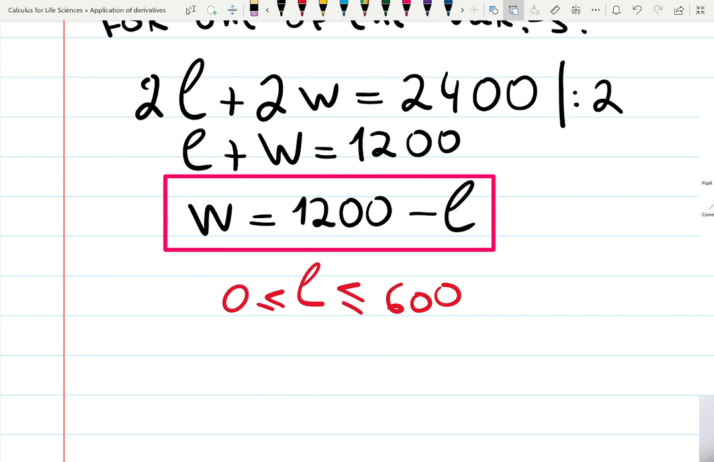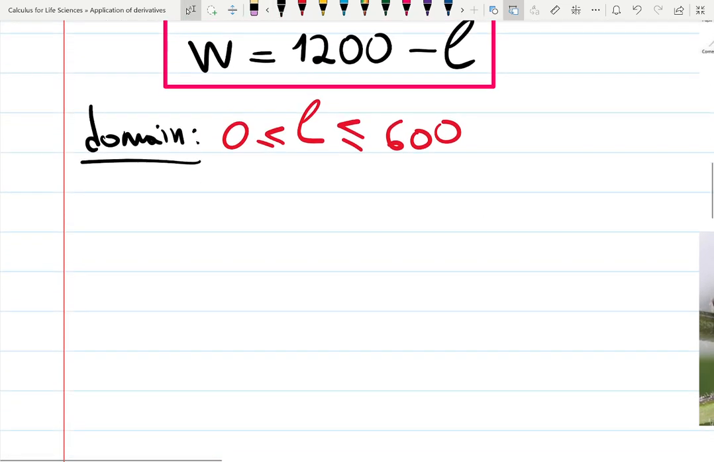Wait, I thought we're going from 24 in the first place. Therefore, 1200. And we already divide by 2, so we got rid of it. Still, the math shows 1200 is the number. So it shouldn't be equal, it should be less than 1200. Or else it will be just one length or one width, and the area is 0, because if one of the variables is 0, the area is 0. It would be less than 1200, right? So that is the domain.